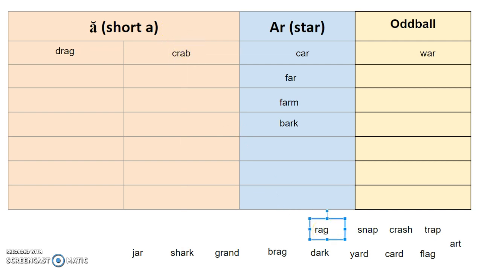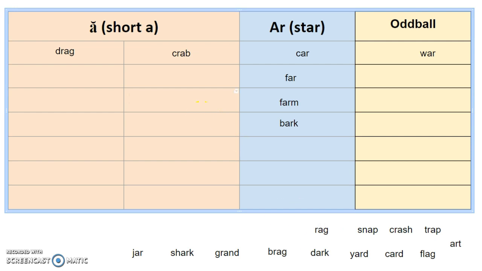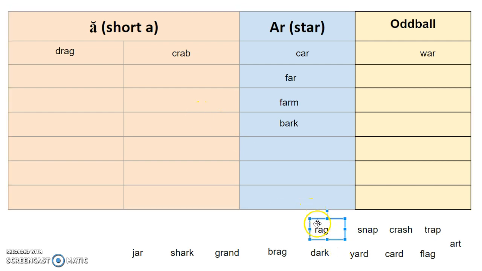The next word is rag. Rag says A, like apple. It doesn't have an AR that says R, so it goes to the short A column. The next word is snap, like I snapped my fingers. Snap, when I hear the word snap, I hear A as in apple. So snap goes to the short A column.